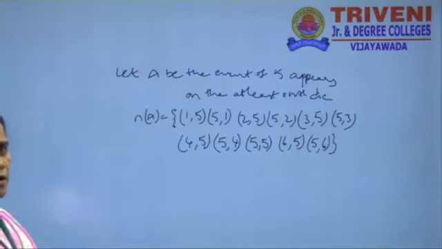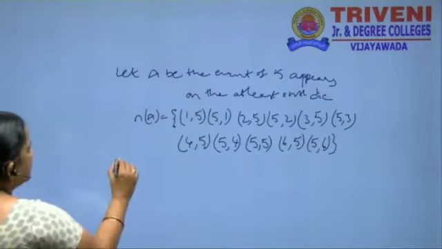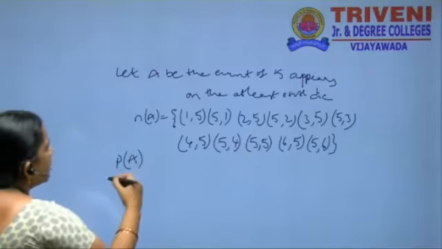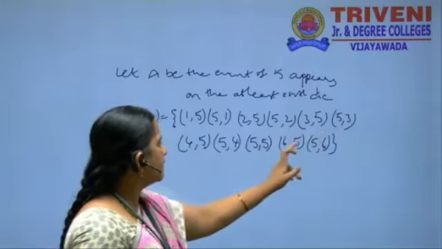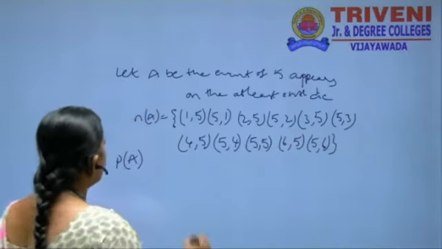6 comma 5 and 5 comma 6, and the probability, how many are there here? 1, 2, 3, 4, 5, 6, 7, 8, 9, 10, 11.